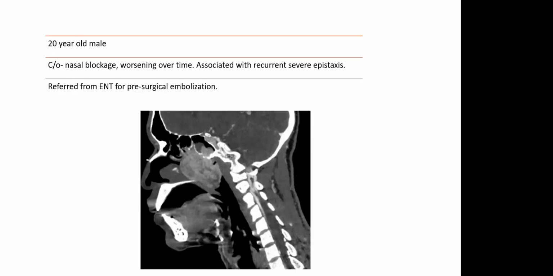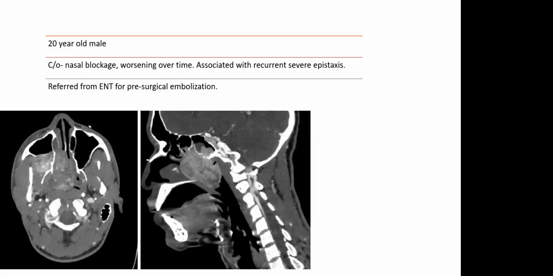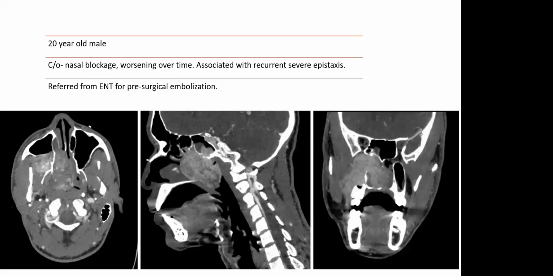And what you can see there is a CT scan, a sagittal view of the head and neck with contrast enhancement. And in the area of the posterior nasopharynx, you can see that mass that is quite large, enhancing with some extension into the sphenoid sinus. Next. This is just an axial view of the same lesion. Next. And a coronal view of the same lesion.